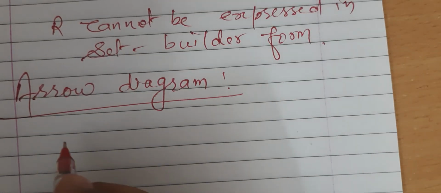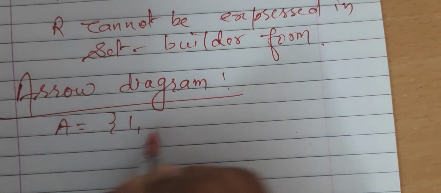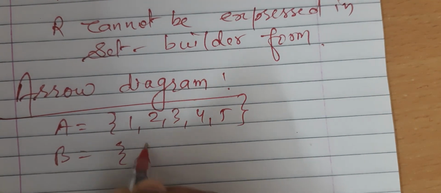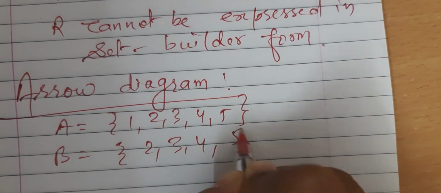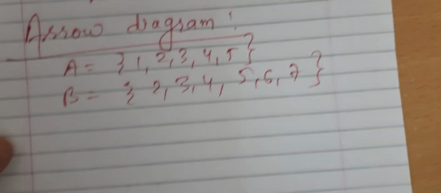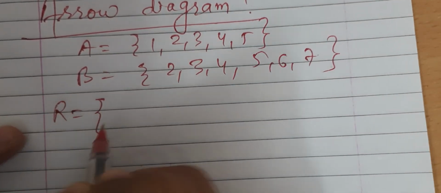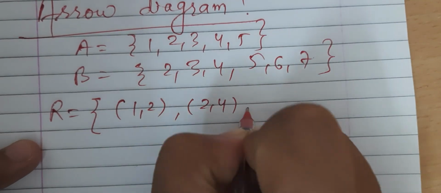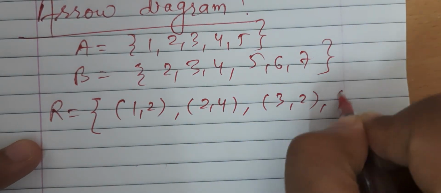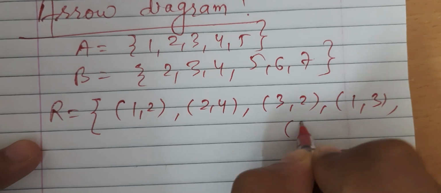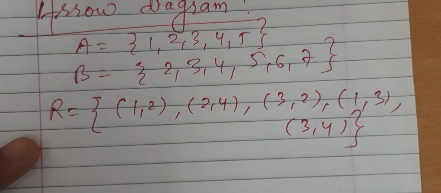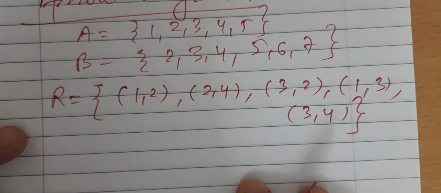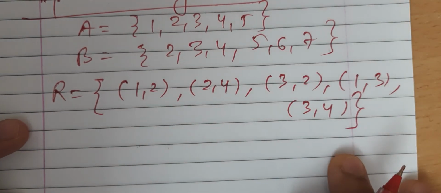We are given two sets: set A is 1, 2, 3, 4, 5. Set B is given as 2, 3, 4, 5, 6, 7. We are also given a relation R whose elements are (1,2), (2,4), (3,2), (1,3) and (3,4). The question is to represent this relation by an arrow diagram.